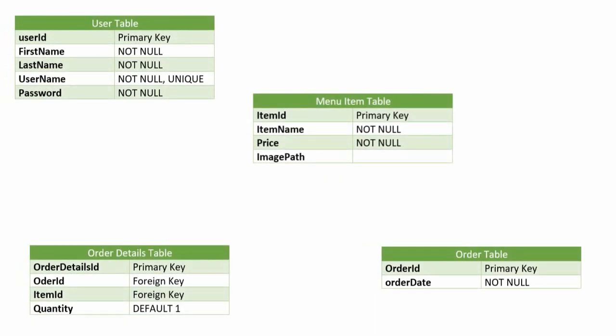Okay friends, in the database structure, we have multiple tables like user table, menu item table, order table, and order details table. As you can see, here we have user table and this table can be used to store user information or staff information who can use the system.